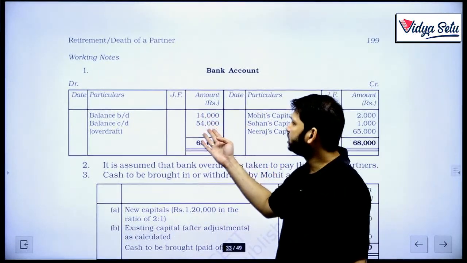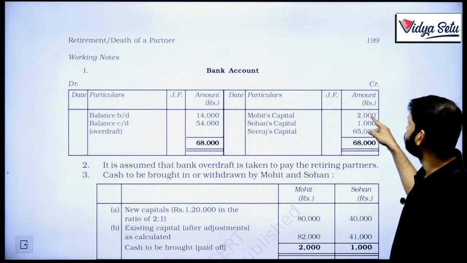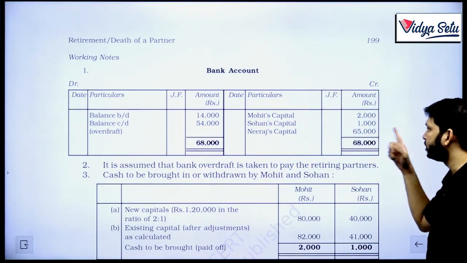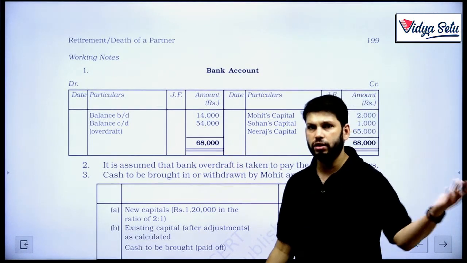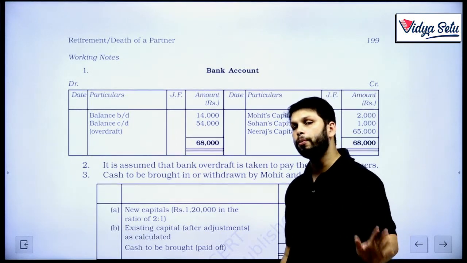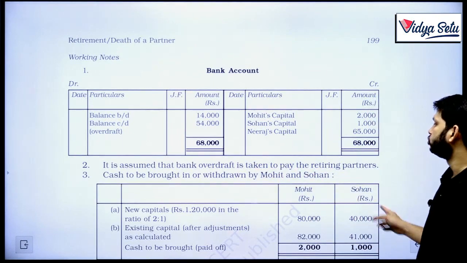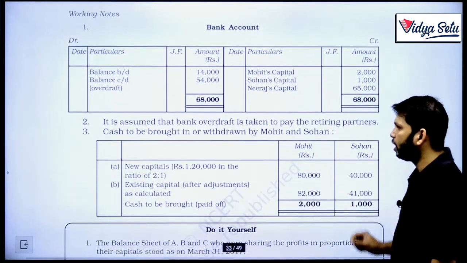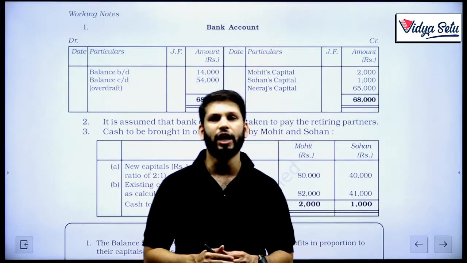So this was the balance carried down, see, this much is to be paid to him, this much is to be paid to him, this much is to be paid to him. So this becomes our bank overdraft. Okay. We can assume a loan account as well, there is no problem, nothing is mentioned in the question. It is assumed that a bank overdraft is taken to pay the retiring partner, and how much cash we already had. With this, we are finishing this lecture. Thank you for watching.